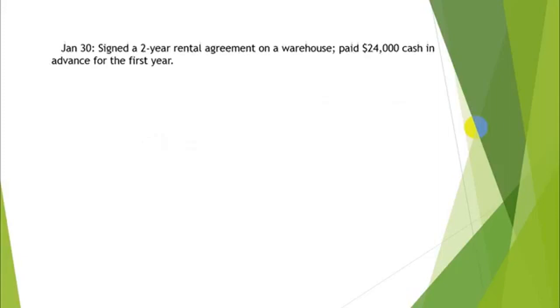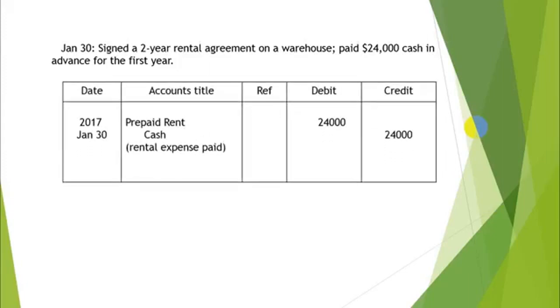Then January 30, they signed a 2 years rental agreement on a warehouse and paid 24,000 cash in advance for the first year. So it's a rent, and they paid first, so it's a prepaid rent. So now the account title is prepaid rent and it's a debit balance of 24,000, and the cash is a credit balance, and it's also 24,000.